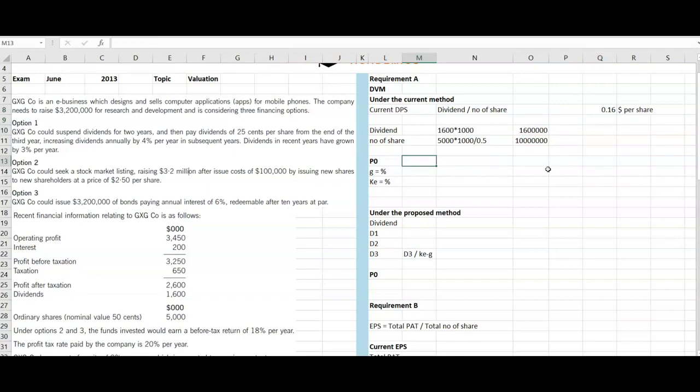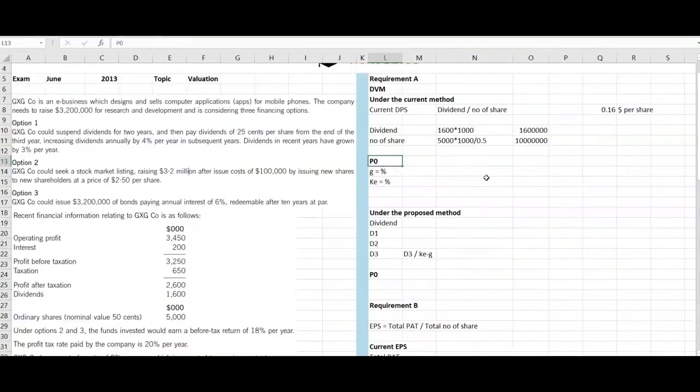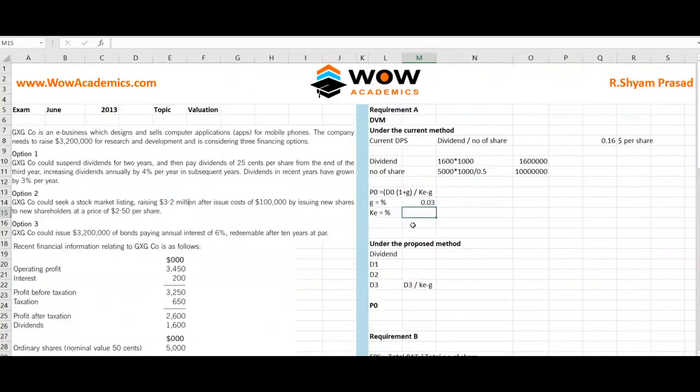So how does this dividend grow? We'll have the formula. We'll value it, and we have to get certain percentages: a G number and a KE number. For G, they have already told us that dividends in recent years have grown at 3%, so we can have it as 0.03. KE was mentioned at the end, which is 9%, so we'll have KE as 0.09. So we have both the numbers. Now we can easily find out the value.